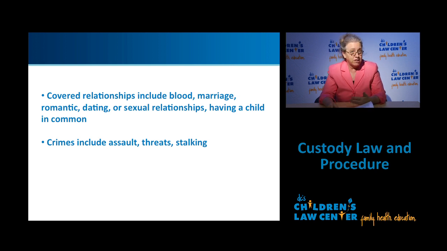An intra-family relationship as defined by the statute includes blood relationships, marriage, romantic relationships, dating relationships, and most notably for your purposes, having a child in common is a qualifying relationship. So that entitles you to file for a civil protection order. Typical crimes that are committed that are the basis for a CPO are assaults, threats, or stalking. They may be other crimes as defined by the DC Criminal Code, but those are the crimes that you will see most typically.